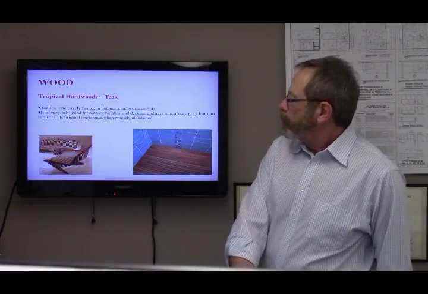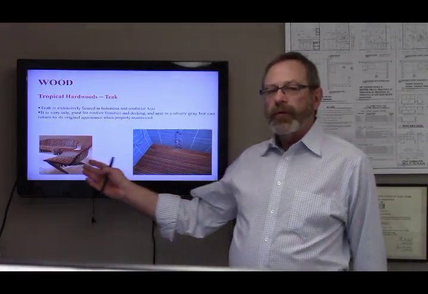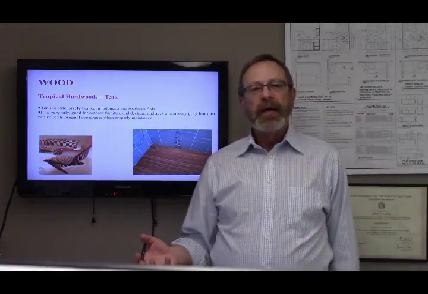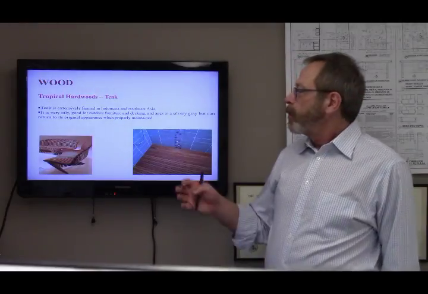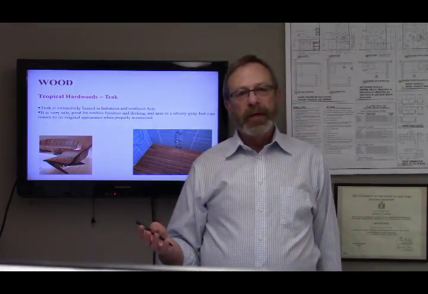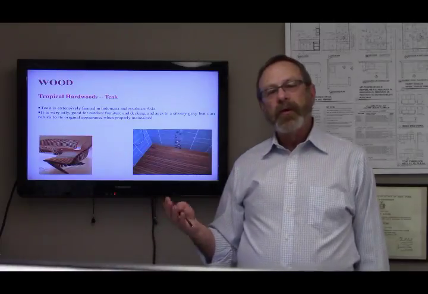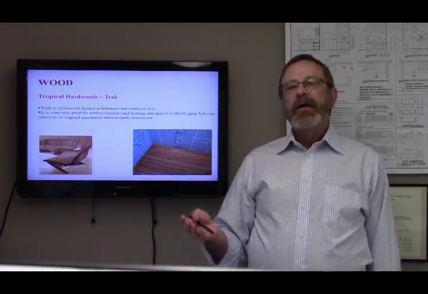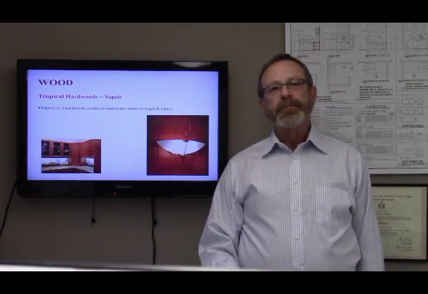Teak is another beautiful wood. It ages very nicely. It makes a nice silver. It lasts a long time if you use it outside. And the nice thing about teak is that you can refinish it, sand it down, and it will then look new again. So it's a beautiful gray when it ages, but if you don't like that color, by properly maintaining it or sanding it, you can keep it retaining its original luster.